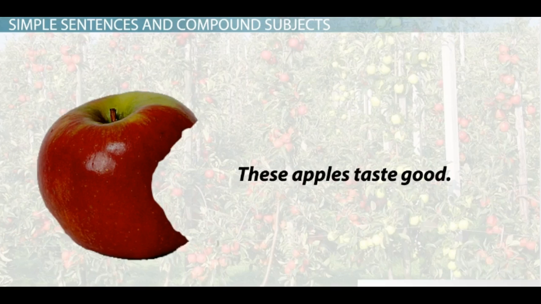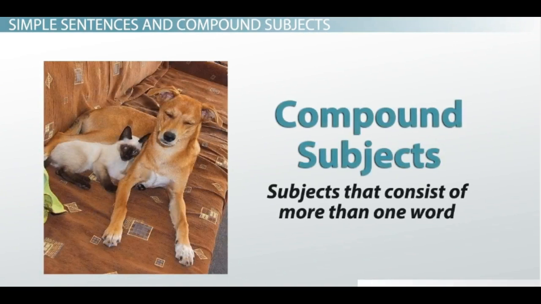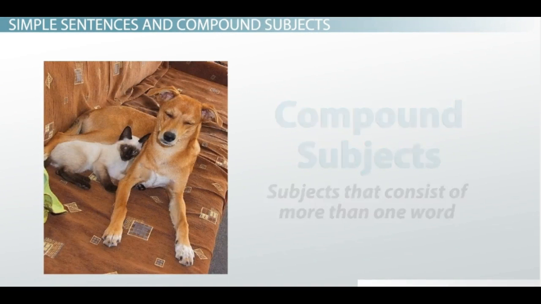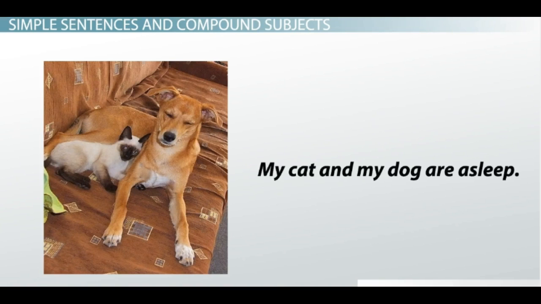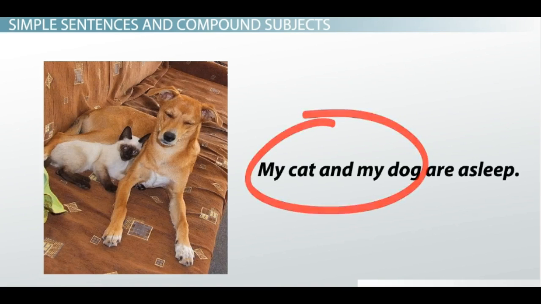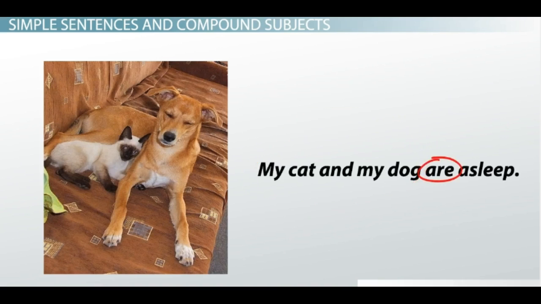Just don't get confused about which verbs are singular or plural by looking at them the same way you would at nouns. Some sentences have compound subjects, which are subjects that consist of more than one word. Compound subjects are typically joined by "and" or "or." A compound subject that has parts joined by "and" would need to be matched with a plural verb. Here's an example. "My cat and my dog are asleep." Our compound subject, my cat and my dog, is correctly matched with the plural verb "are" here.